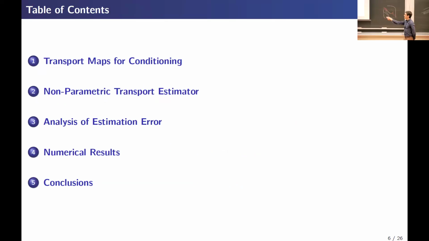So in the talk today, I want to discuss a methodology to do this with some statistical guarantees. I'll do this in 5 parts. So we'll start off by reviewing the construction of maps that allow us to do this. Then we'll introduce a non-parametric estimator based on entropic transport. We'll provide some results on the analysis, and then I'll show a few numerical results and conclude.